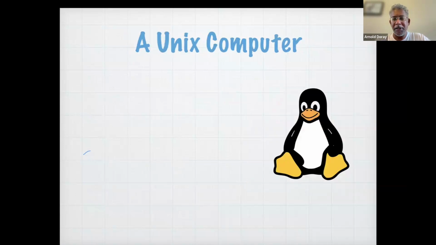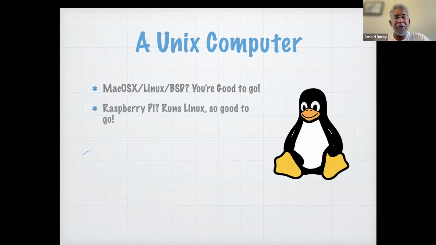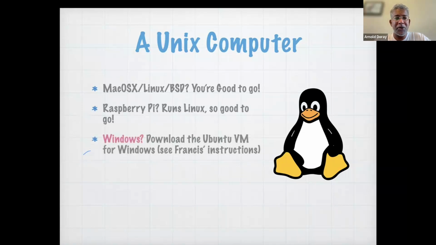So what do I mean by a Unix computer? Well, if you've got Mac OS, OS X, or Linux, or even something like BSD, then you're good to go. You already have a Unix computer. If you have a Raspberry Pi, that already runs Linux, so again, you're good to go. If you run Windows, which I think most of you probably do, then you will have to download the Ubuntu VM. It's the WSL that Francis talked about today.